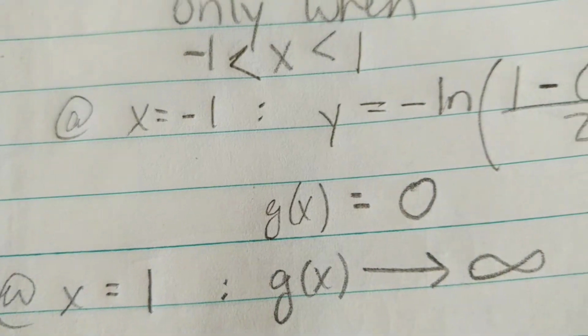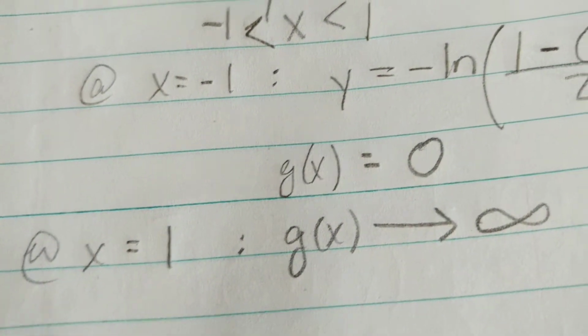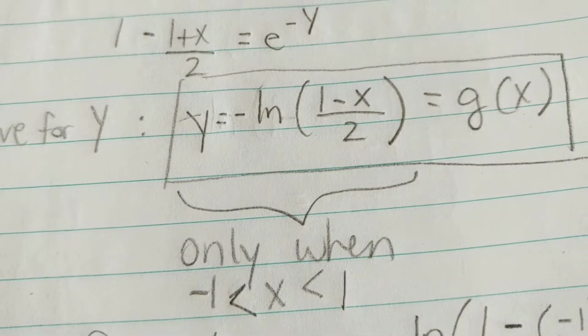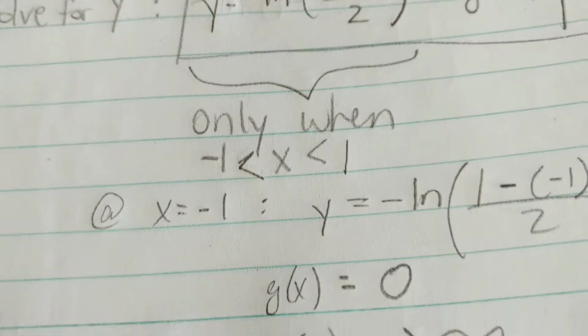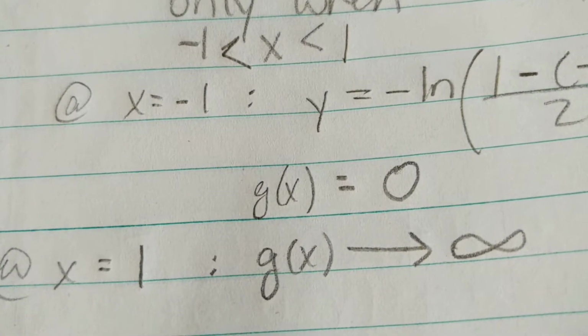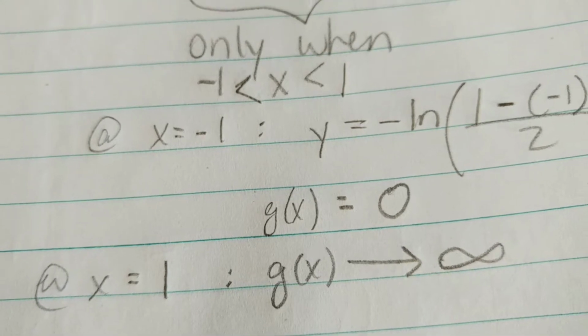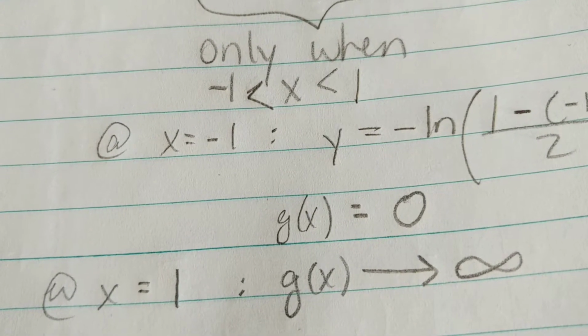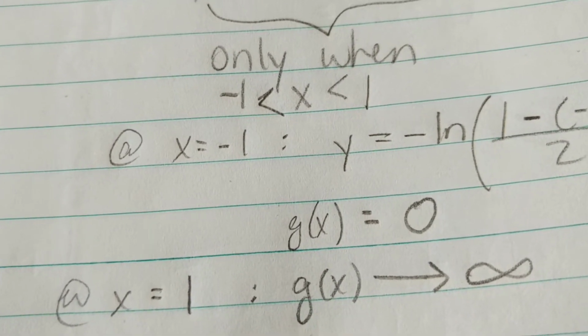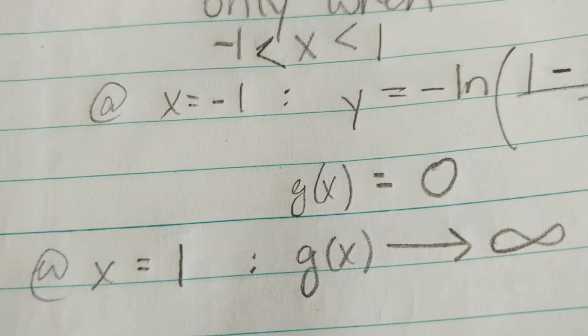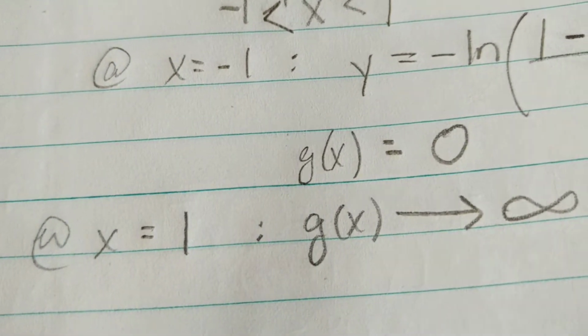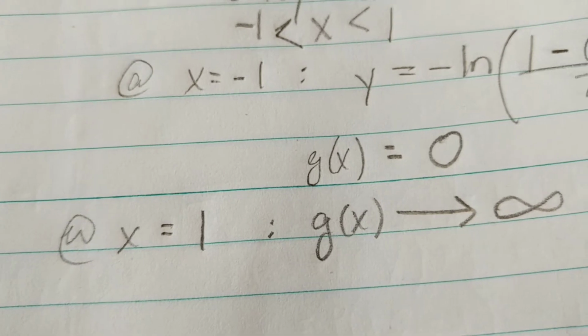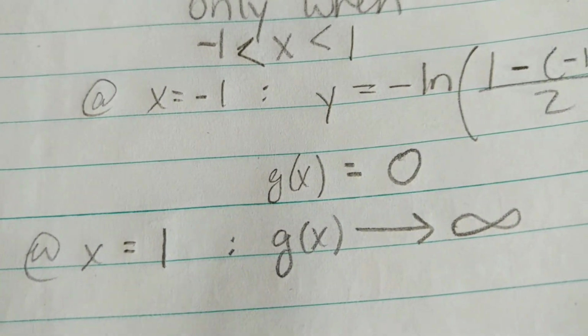So when you draw out y equals -ln of 1 minus x over 2, you see that g of x is actually approaching infinity while x is approaching 1. Because the function is undefined at 1, you end up with this vertical asymptote that has the function approaching infinity.